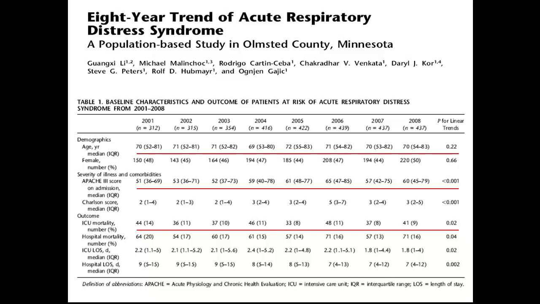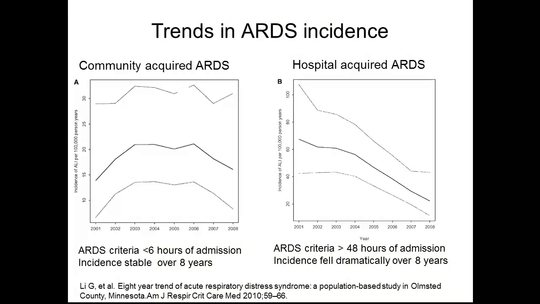In terms of demographics, the age remains the same. The Apache score is greater as the years have gone on, but the ITU mortality is less, and statistically less. The hospital mortality is statistically less as well. So what's going on? This is a population-based study. So what's going on in Minnesota? Over 7 years, the age is the same, the sickness has gone up, but the mortality has come down.